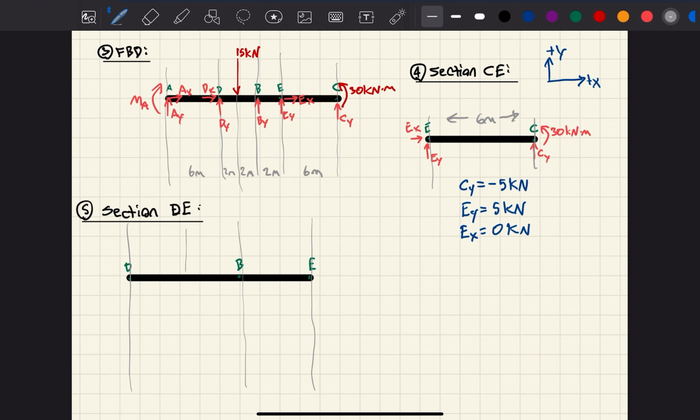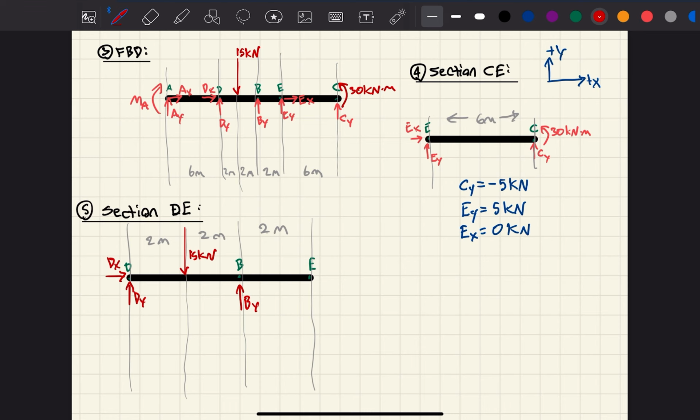Let's say the 15 kilonewton force is around here. So this is 2 meters, this is 2 meters, and this is 2 meters as well. Did I get that right? I think I did. We add our 15 kilonewton force, we add our BY force, and we add our DY and DX force.